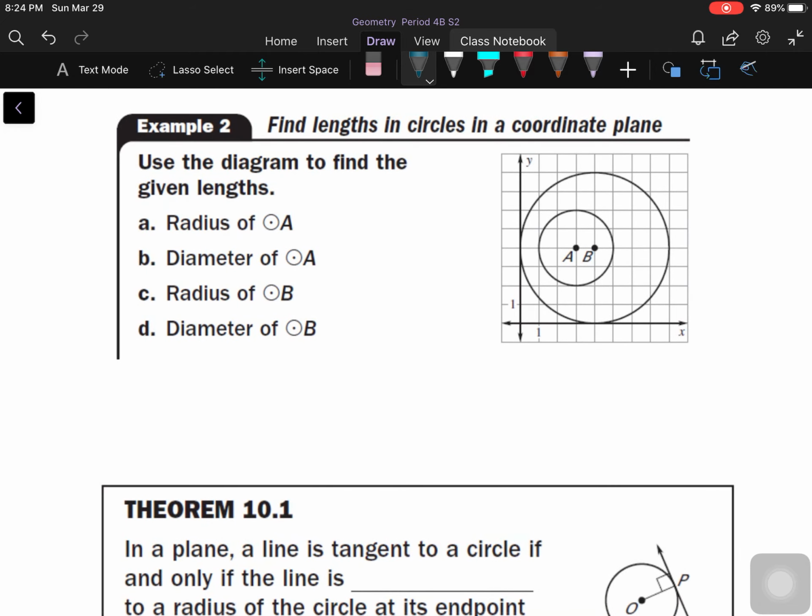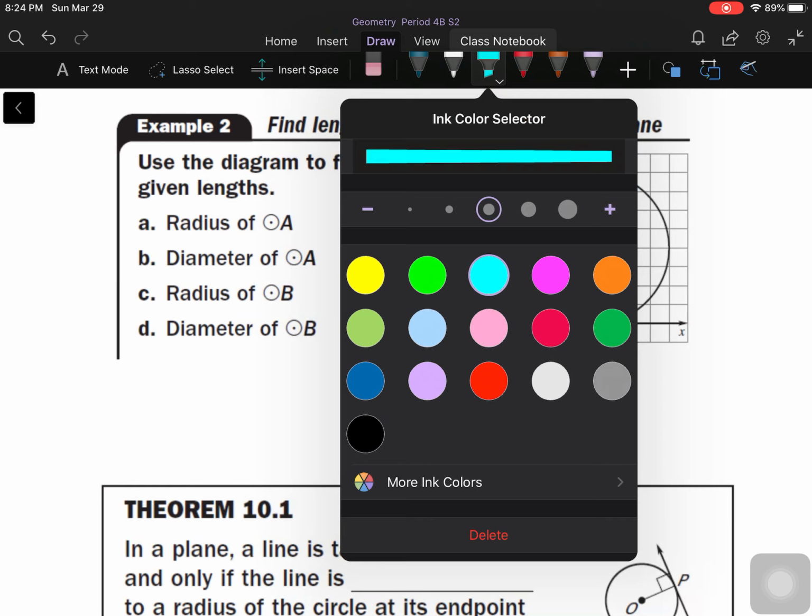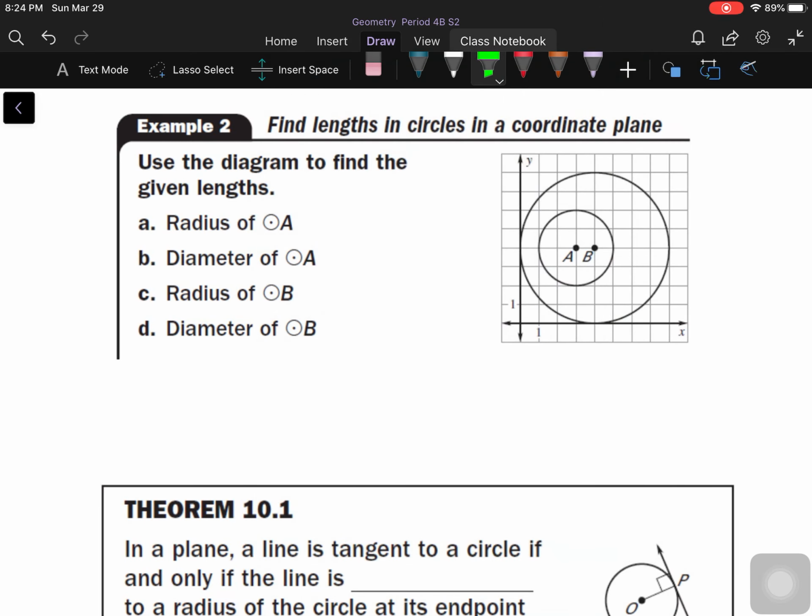Okay, so finding lengths in circles in a coordinate plane. It says use the diagram to find the given lengths. The radius of A, so from A out to the circle, that radius would be 2 units long. The diameter of A, so diameter is double, so it's going to be 4 units long.